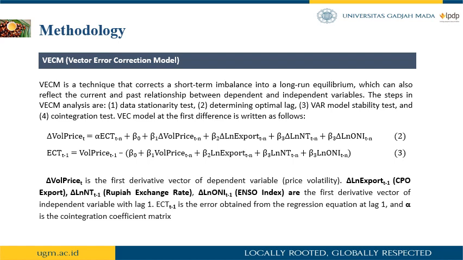Delta vol price is the first difference of the dependent variable, or price volatility. Delta ln export, delta ln NT, and delta ln ONI are the first difference of the independent variables with lag 1. ECT is the error obtained from the regression equation at lag 1, and alpha is the co-integration coefficient matrix.